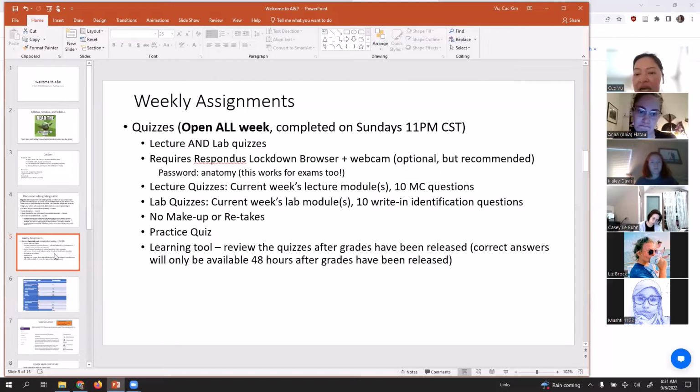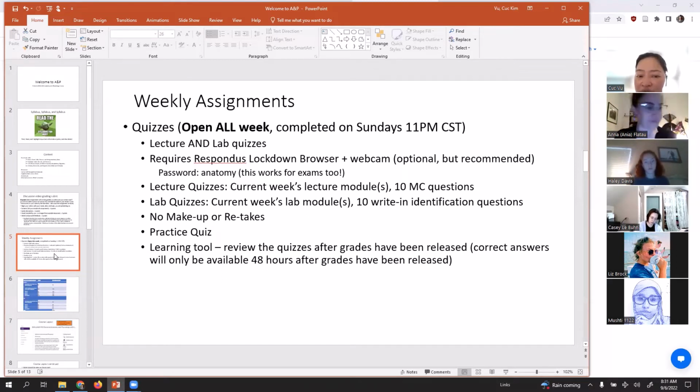Okay. I've gone through and checked everything. In the past, we used to require a password. We don't anymore, but in case it ever reverts back and either your quiz or your exams require a password, it is always anatomy. Always anatomy, okay? So it shouldn't require that of you, but if it does, then it's anatomy.